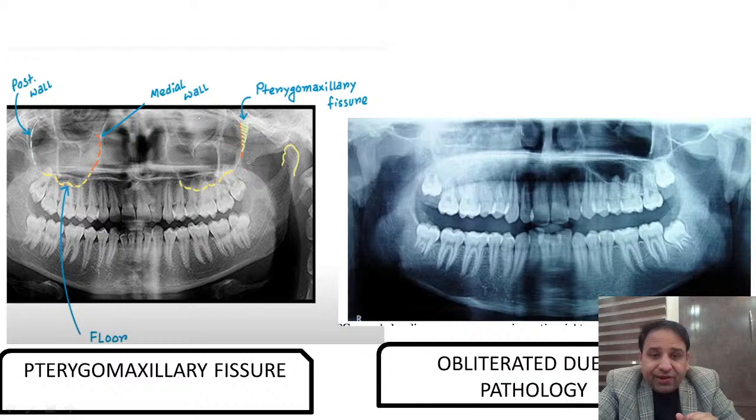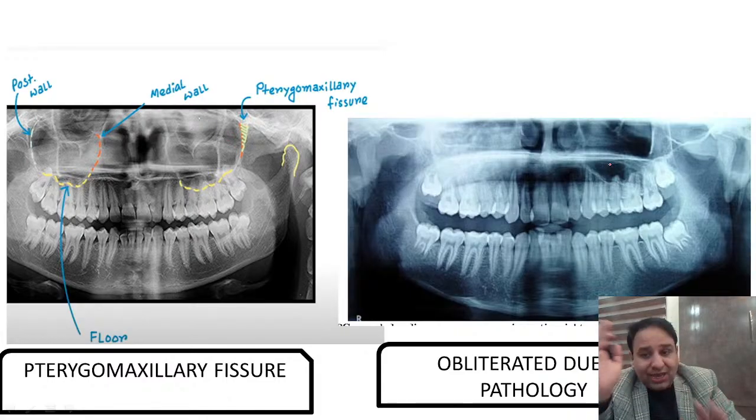Now look very carefully, students. This is the pterygomaxillary fissure, but it is obliterated here. Can you trace the pterygomaxillary fissure in this OPG? No, I cannot trace it. If you had looked at this OPG like this, I am sure you would not have realized that there is a pathology here.